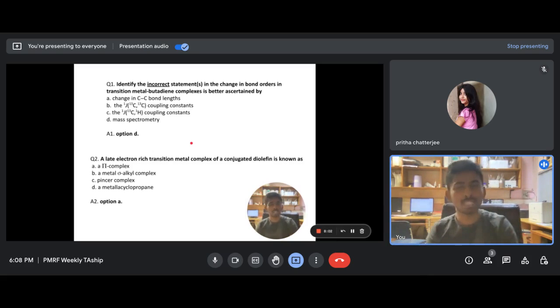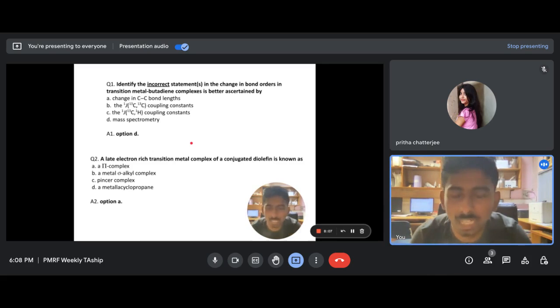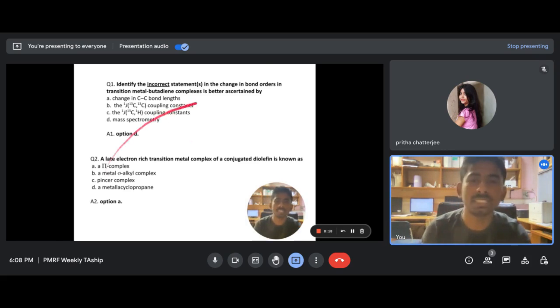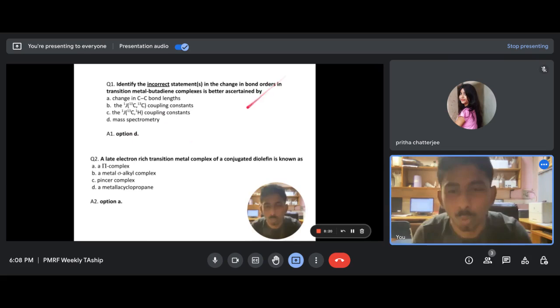Second one is the metal sigma alkyl complex. The third one is the pincer complex, and the last one is the metal cyclopropane. So the correct answer is option A, a pi complex. A pi complex is the correct answer here. We will discuss why it is so, and we will discuss each of these complexes.